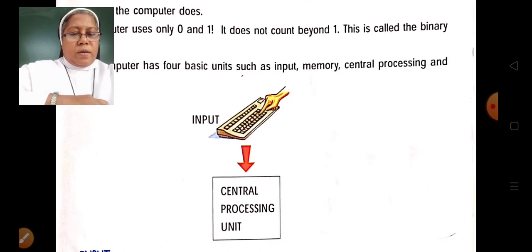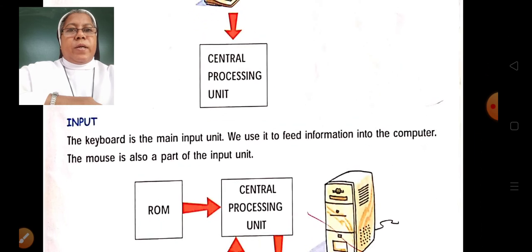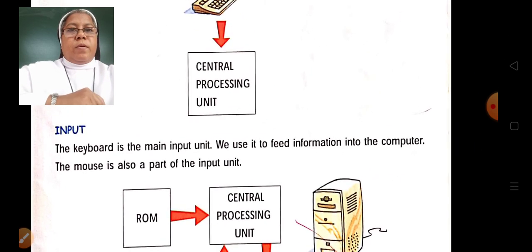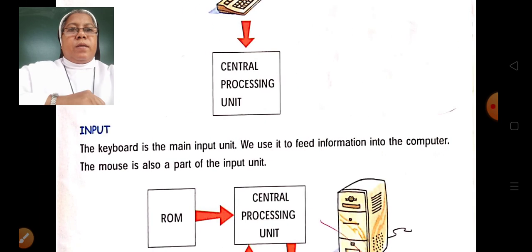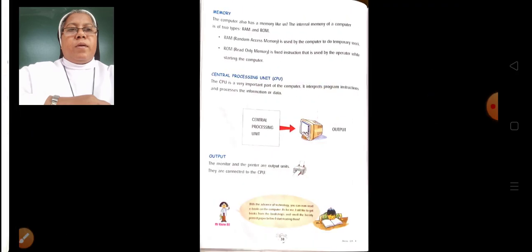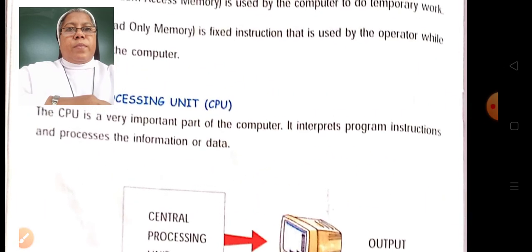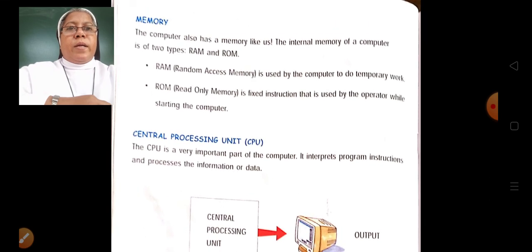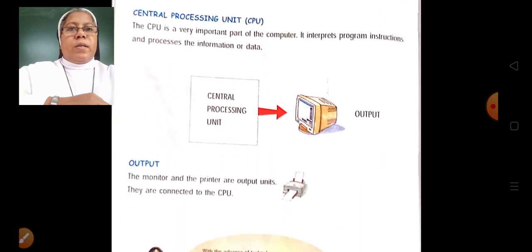Okay, then we studied input. The keyboard is the main input unit, and we use it to feed information into the computer. The mouse is also part of the input unit. Then memory, then central processing unit, that is CPU. Memory: what all is there? RAM, random access memory, and ROM, read only memory. You can read this lesson, then you can understand it.